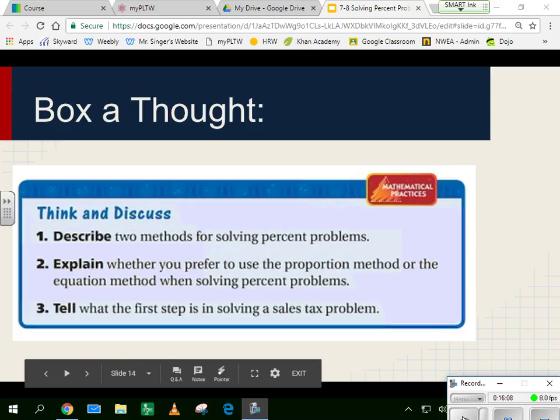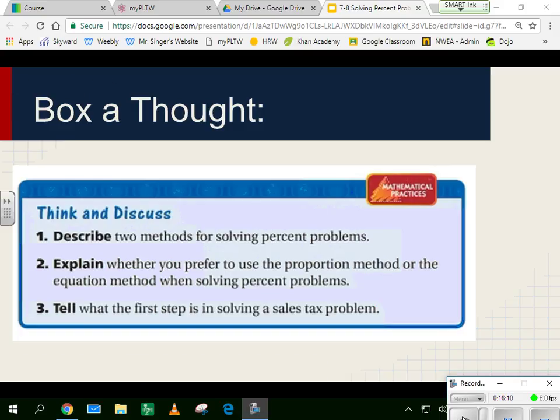Now, I skipped doing the word problems because we already figured out how to read through these. So hopefully you do well on the quiz with that either way. So with the box of thought here, we have 3 problems. I want you to take your time and answer the best you can. And here is your quiz.